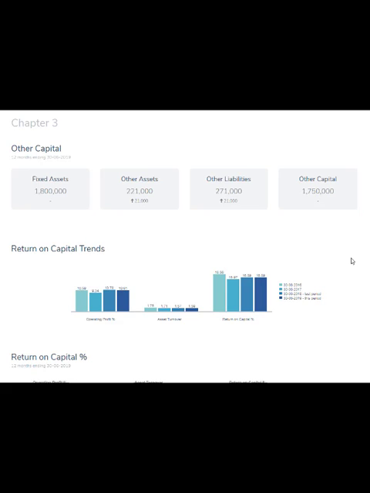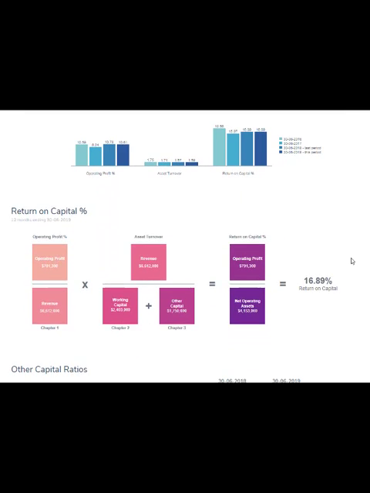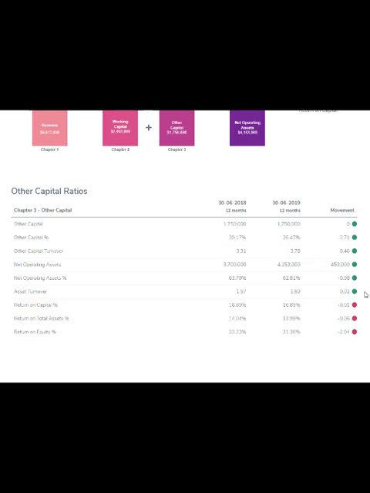Chapter 3 is our other capital. Everything's reasonably flat in here for this business. Most of the signs are pretty good, and the ones that are bad are only small movements. So it's not too bad, that one.